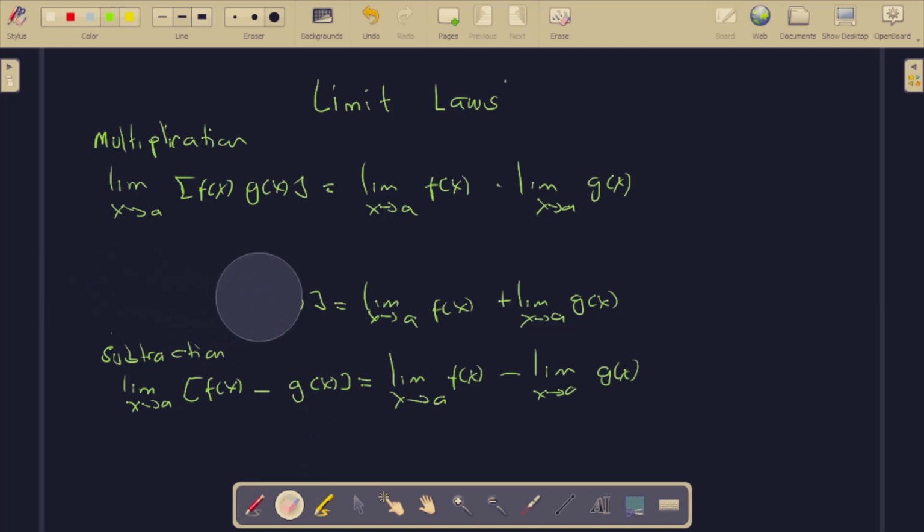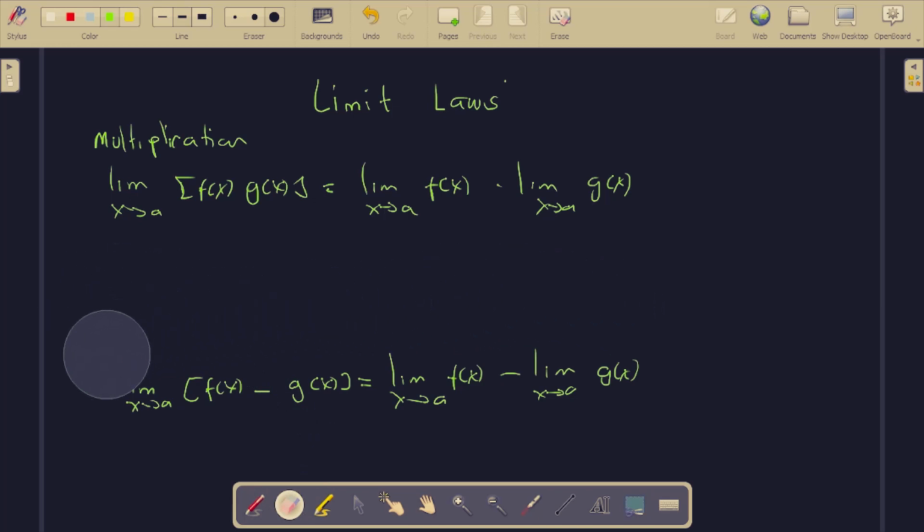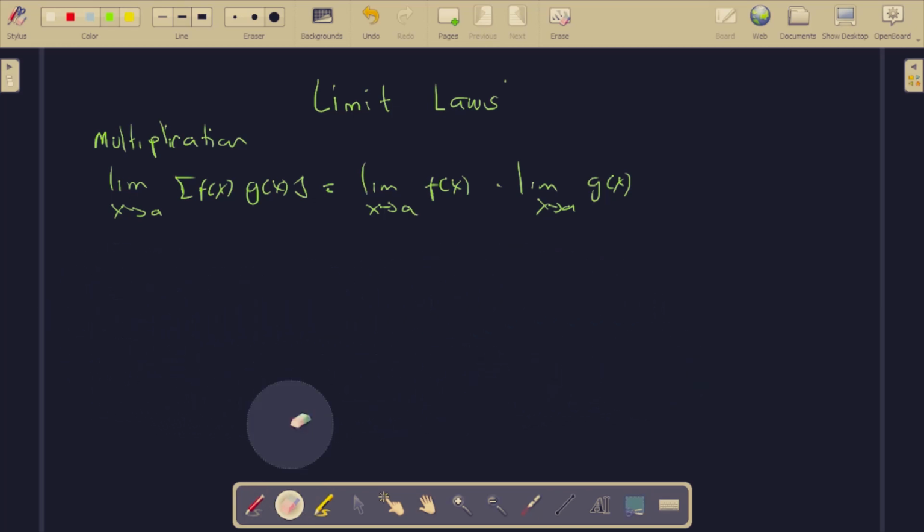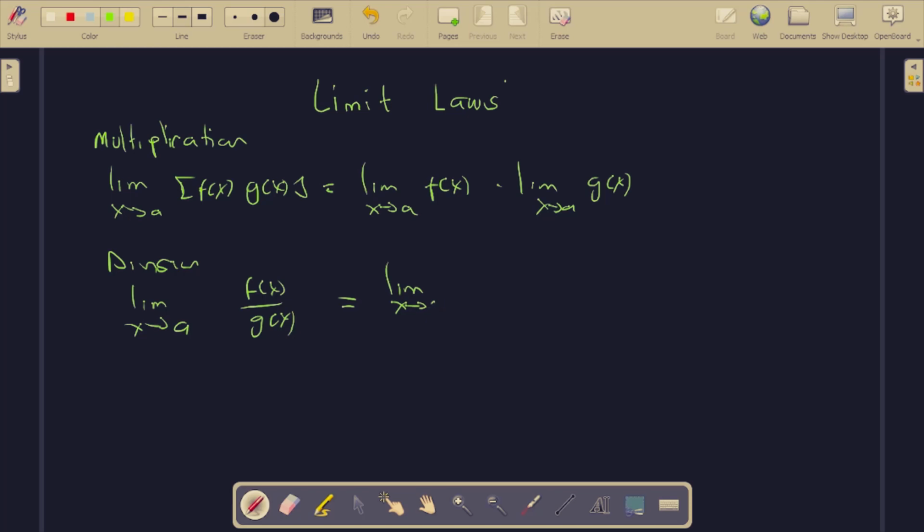Now the fourth one has to deal with, I know you guys have already guessed it, division. All right, it is division. So we have that the limit as x goes to a of f of x divided by g of x is going to be equal to the limit as x goes to a of f of x divided by the limit as x goes to a of g of x.